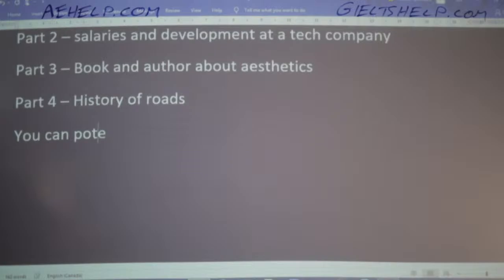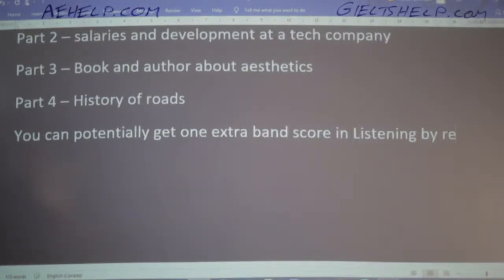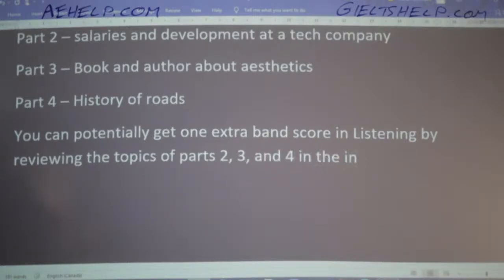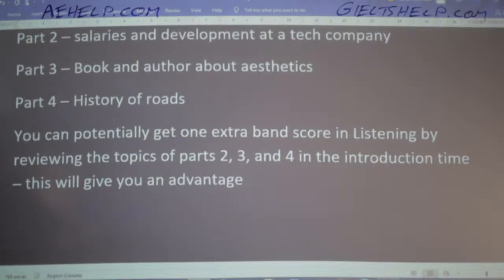You can, I'm going to say potentially, get 1 extra band score in listening by reviewing the topics of parts 2, 3, and 4 in the introduction time. This will give you an advantage for comprehension. Okay, so keep that strategy in mind. It's a good one.